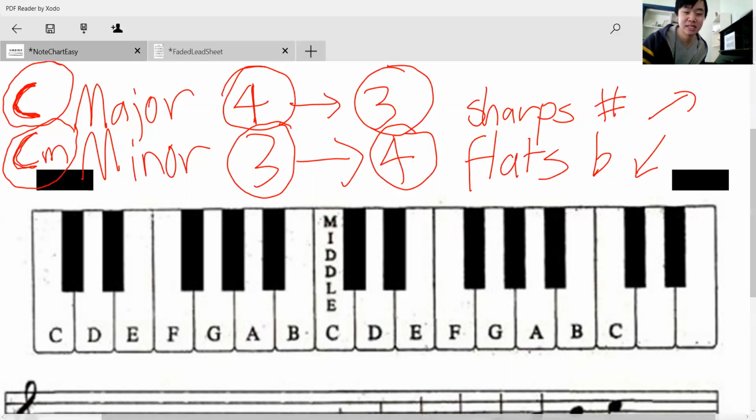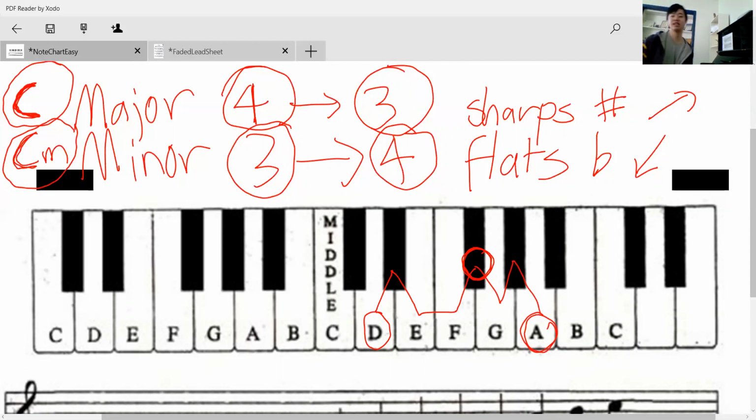So we start from D. So that's going to be our first note. Then we're going to count up 4 first, because it's a major. 1, 2, 3, 4, and ooh, we got a black note here. Gotta press this black note here. Then we gotta count up 3. 1, 2, 3, and these are going to be our 3 notes: D, F sharp, and A.